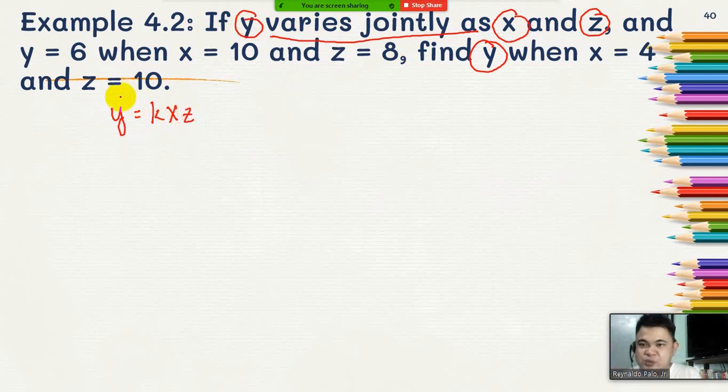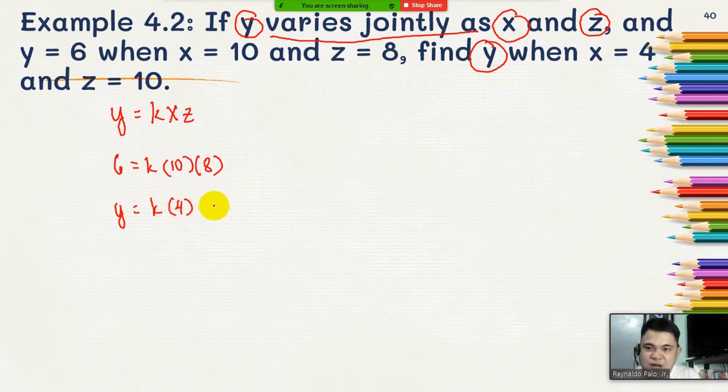Then the next thing is we will be substituting the values for the first equation. Alright, so we will be using the value of y, which is 6, equals k, the first value of x, which is 10, and the first value of z, which is 8. So this will be your first equation. Next equation, y is unknown, so therefore y is equal to k times the value of the second x, which is 4, and the value of second z, which is 10. So that's how you are going to write your equations.